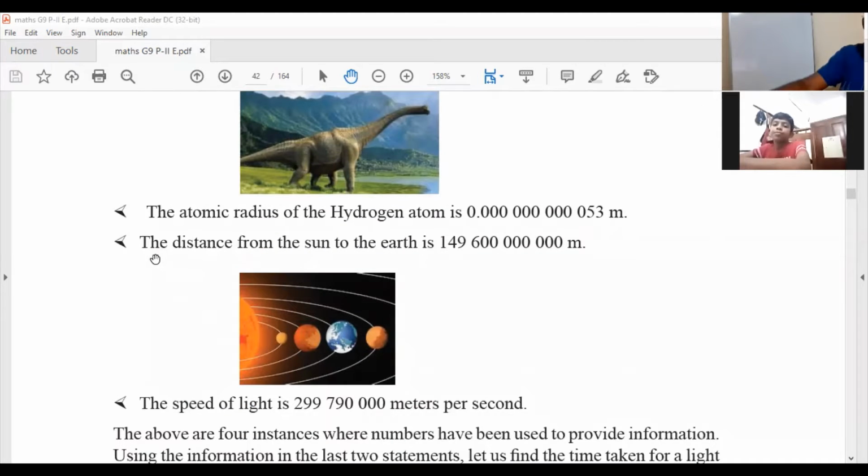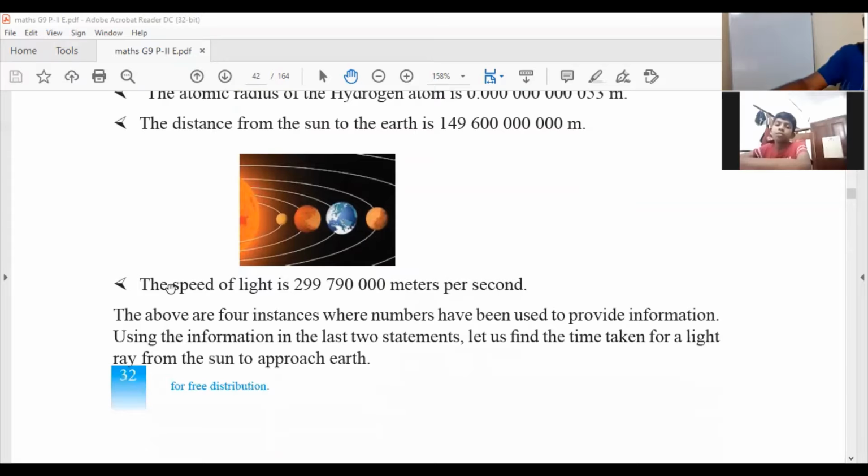Let's see this one. The distance from the sun to the earth is 149 billion 600 million meters, right? Very, very large value. Here the speed of light is 299 million 790,000 meters per second. It is a very, very large value.